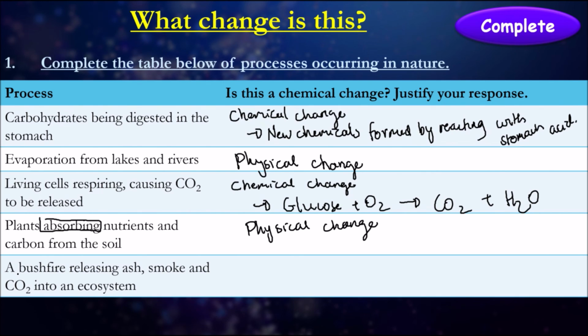A bushfire releases ash and smoke, and CO2 is released into the environment. This is a chemical change. The reason why it's a chemical change is because for a bushfire burning, you need a fuel source, and that fuel source is certainly not carbon dioxide. So the fuel source will react with the oxygen, and that produces carbon dioxide. So that is a chemical change because atoms have been rearranged.